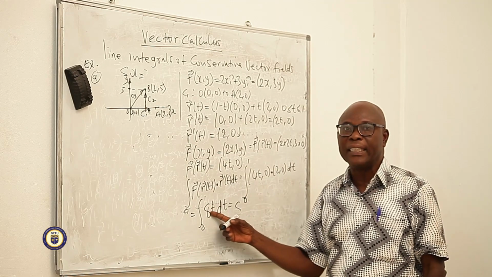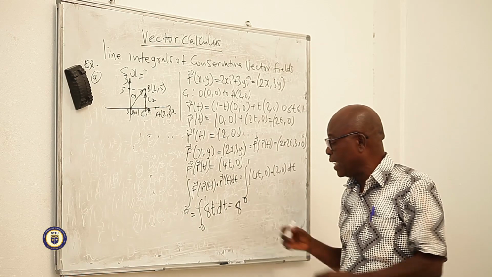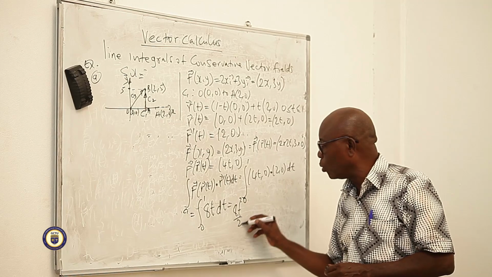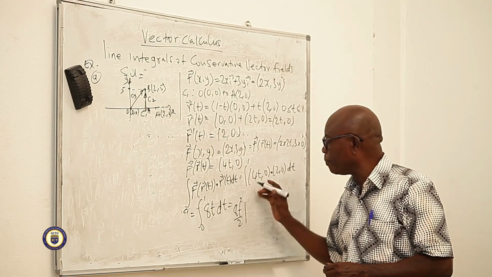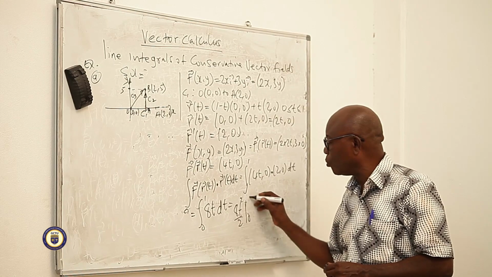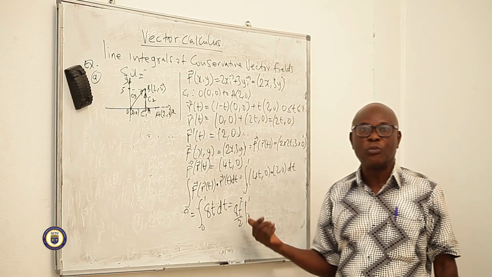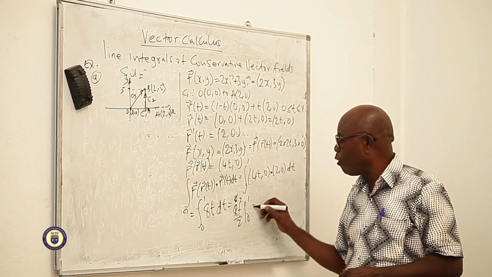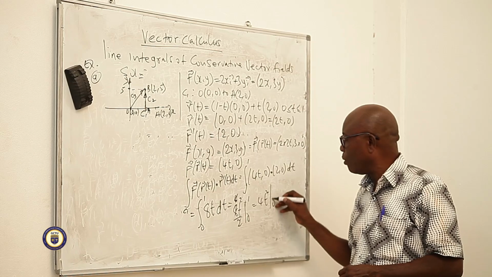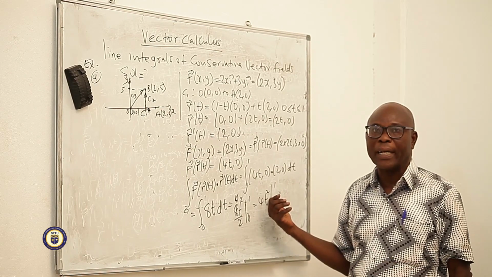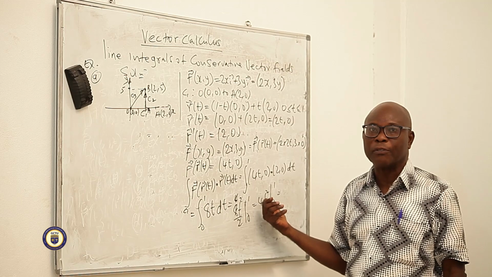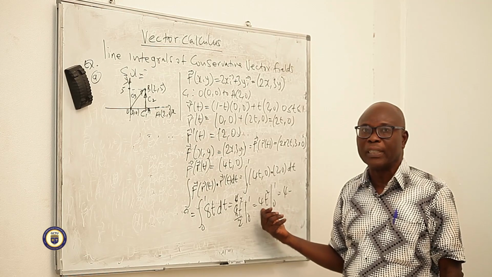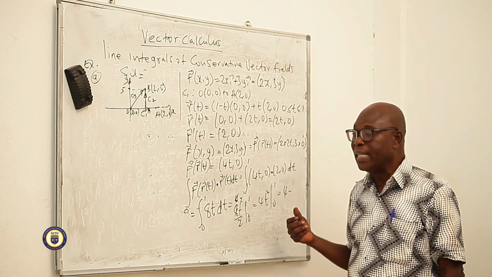If you integrate 8t dt, we're going to get 8t squared over 2, and the limit is from 0 to 1. We know 8 divided by 2 will give us 4. So we're going to have 4t squared, from 0 to 1. If you put the upper limit, 1 squared will give us 1, and 1 times 4 is 4, minus the lower limit. The lower limit is 0, so if you put 0, then it becomes 0. So there's no need to put 0.